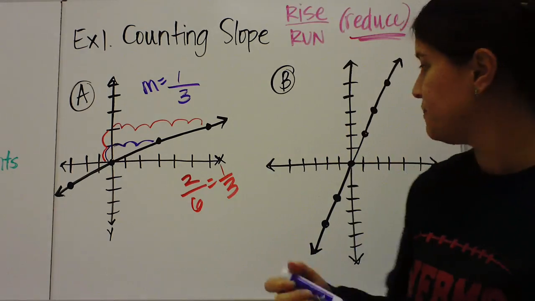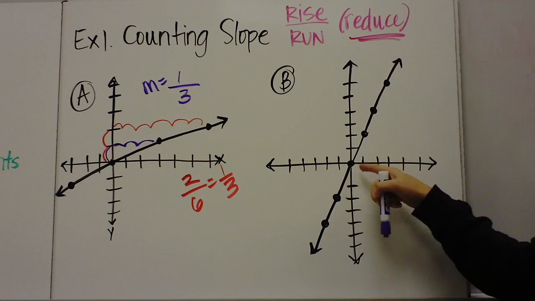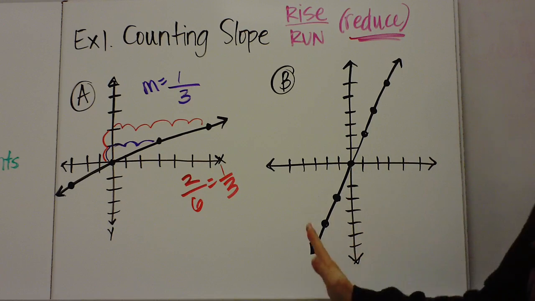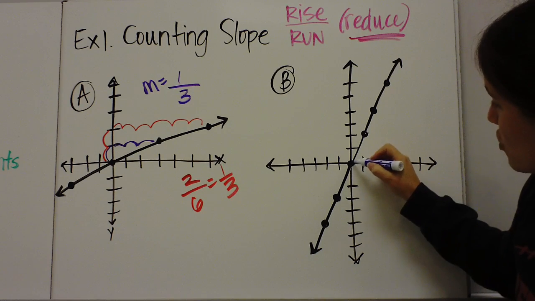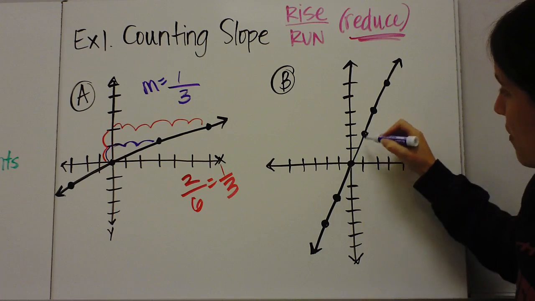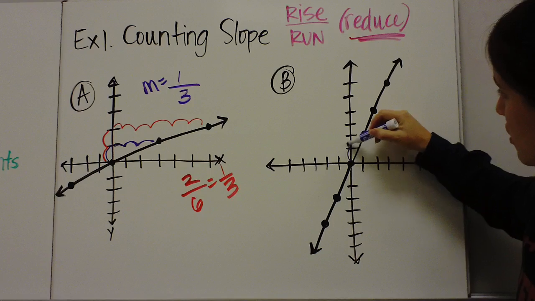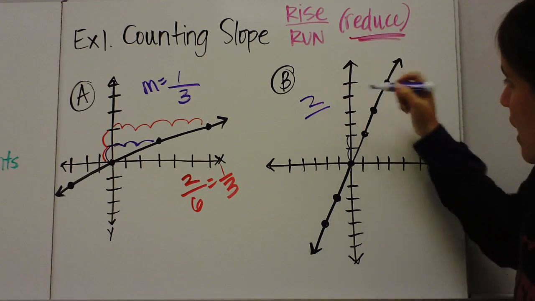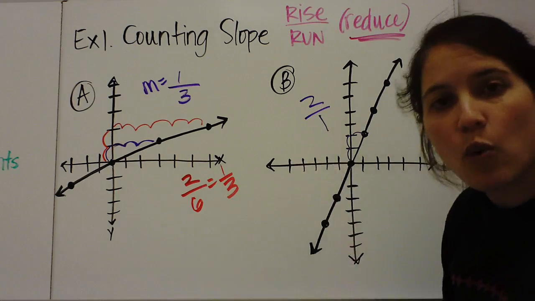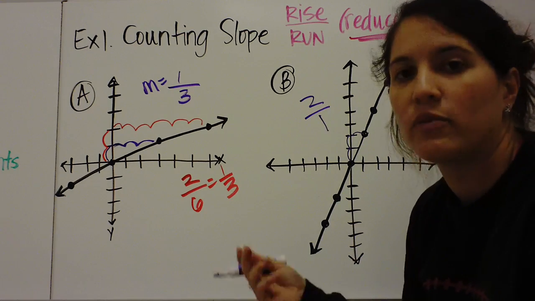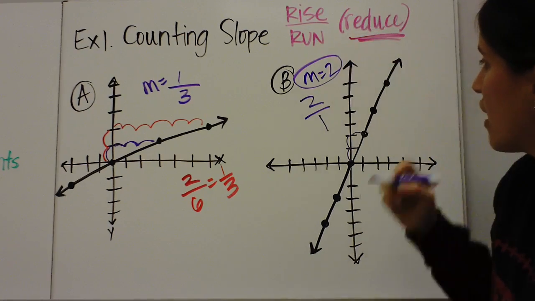Let's do another example. Here we have another proportional graph, goes through the origin, the straight line, and this is positive. So I'm going to pick 2 points. I'm going to pick the origin, and it doesn't matter. I'm just going to pick these 2 points. So I'm rising, so 1, 2, and then I'm going over 1. And then 2 over 1. What is 2 divided by 1? Let's reduce, and we get 2. So my slope is 2.